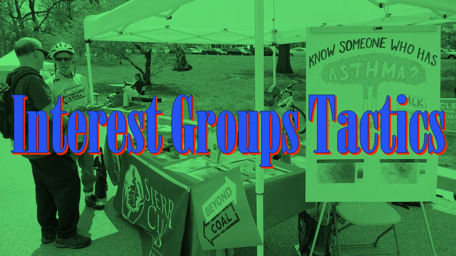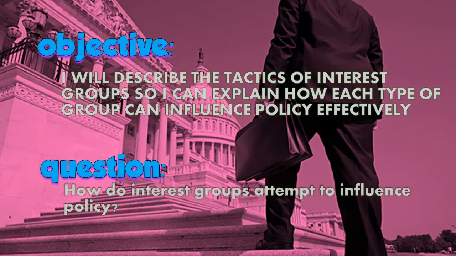So here you see a picture of the Sierra Club, and these guys are working for the Sierra Club. This is an environmental interest group, and they are interacting with regular people in the park. So they're trying to inform the public, one of the many strategies we'll talk about.